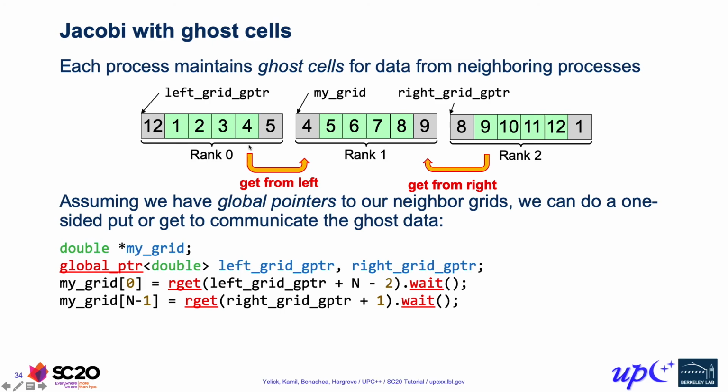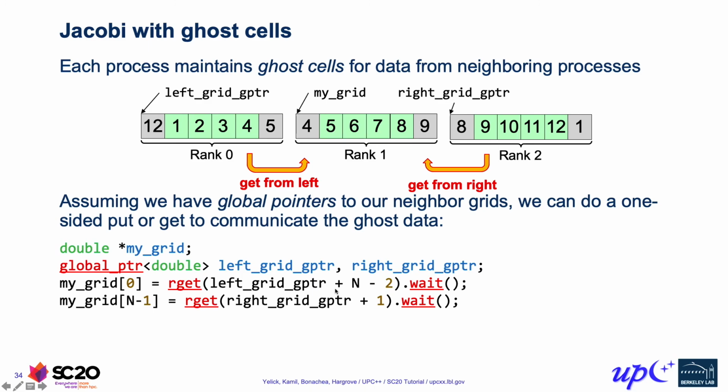So the second element from the right, which is the rightmost element owned by the left neighbor, that's what we need to transfer into index 0 of our own grid. And similarly, from our right neighbor, we need to transfer the element from index 1 into the last element in our own local grid. So if we assume that we have global pointers to the start of our neighbors' grids, and also, of course, a local pointer to the beginning of our own grid, what we can do is use a one-sided rget operation to obtain the ghost cells from our neighbors. And we could do either scalar or vector. What we've illustrated here is the scalar version.